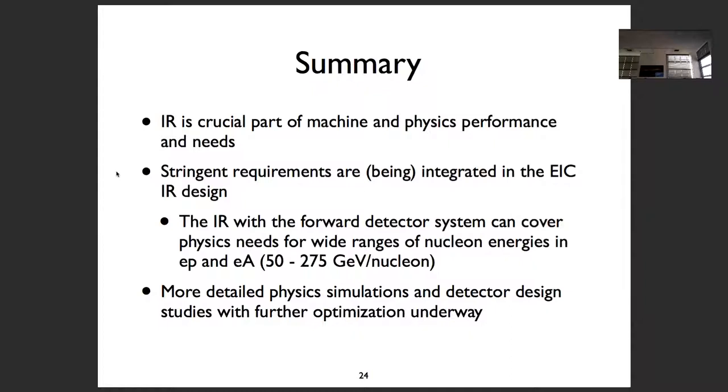At least for this forward detector system, it's a core part of the IR detector system. For protons, we have a wide range of coverage between 50 and the maximum energy we envision, 275. And this is not the end, obviously. More detailed physics simulations and detector design optimization are on the way. Okay, thank you.